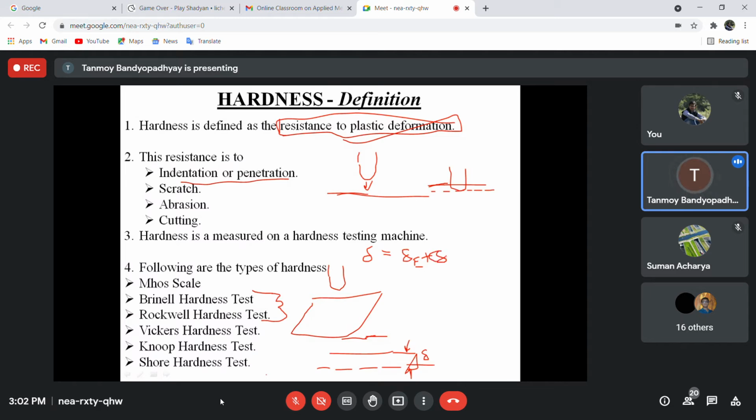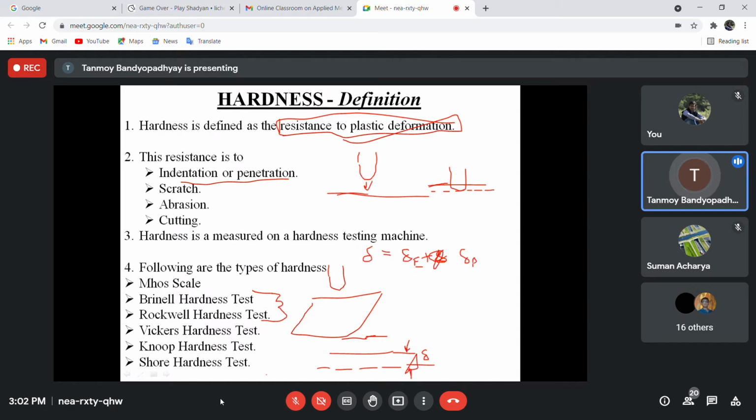Writing is very difficult. I have just removed this part. So delta E plus delta P. Okay? So whenever you cause a deformation on a specimen, it will have two parts. One is the elastic deformation of the specimen, and the other part is the plastic deformation of the specimen.